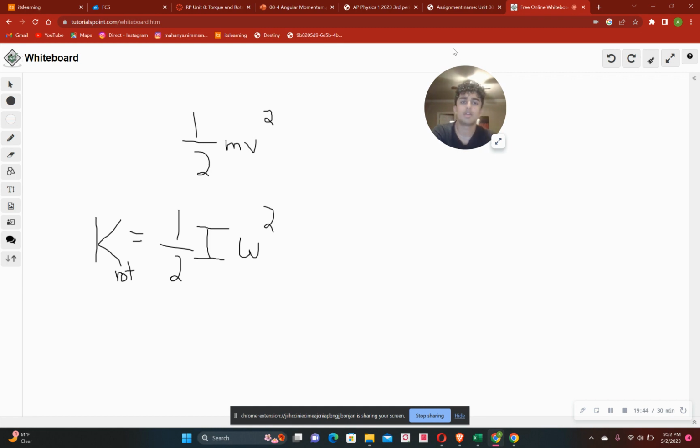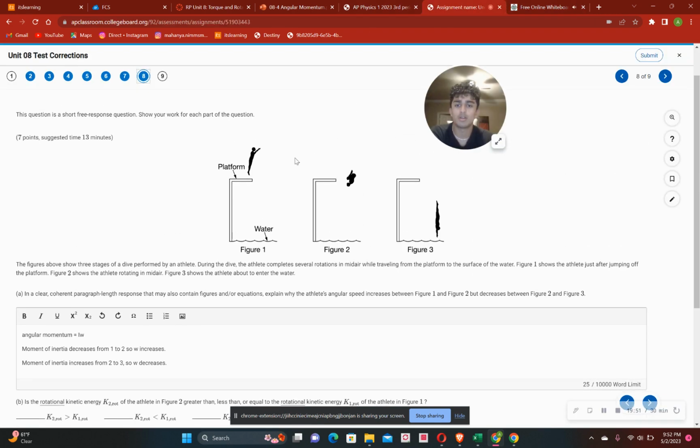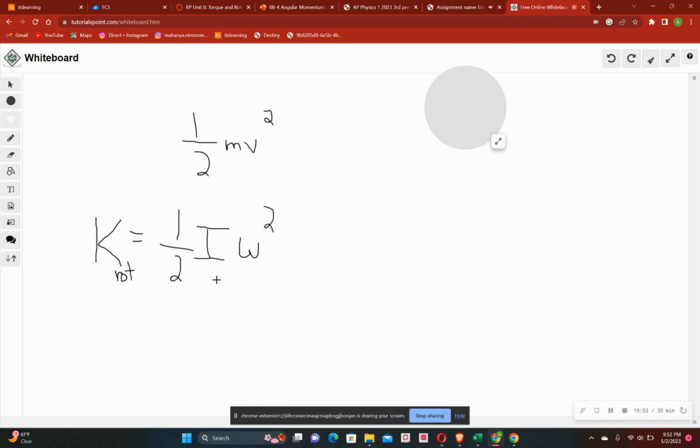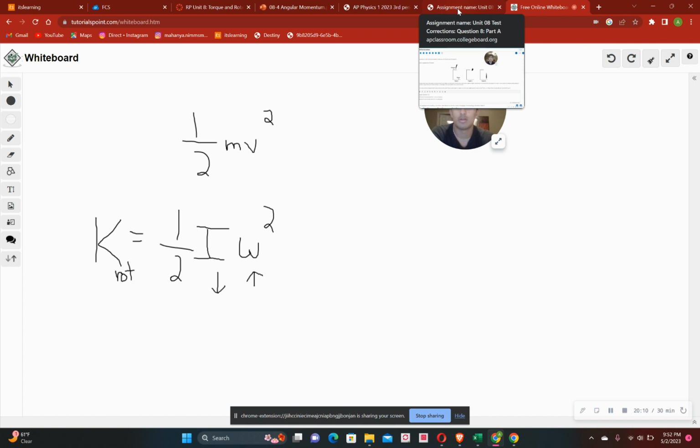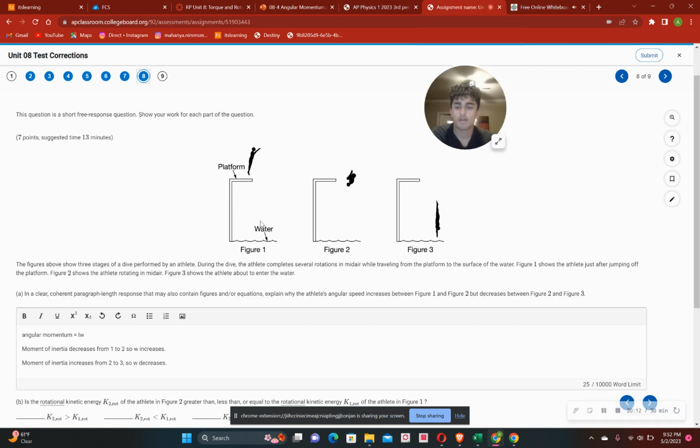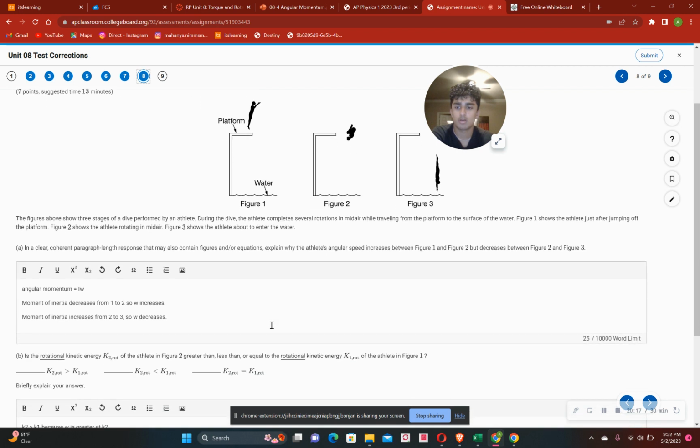So let's talk about it, right? We said from figure 1 to figure 2, the I will go down, right? Because you're tucking yourself in, so the I goes down. And for it to be conserved, 1/2 won't change. So omega has to change, right? The angular speed will have to increase, right? So yeah.